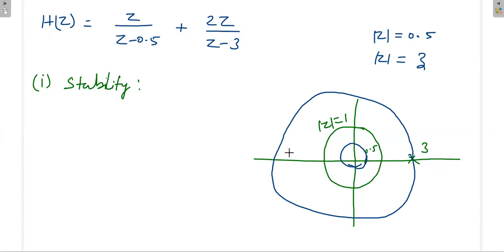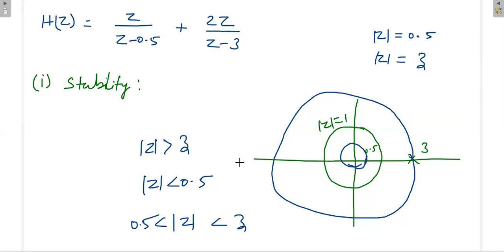So there are 3 different regions possible. In general, there are 3 different ROCs possible. Now we are not worried about stability. In general, we can take either mod z greater than 3, or mod z less than 0.5, or mod z in between 0.5 and 3. So 3 different varieties are possible.